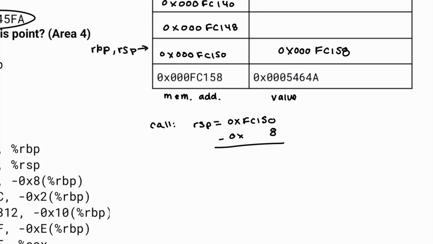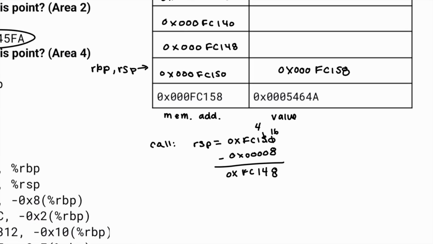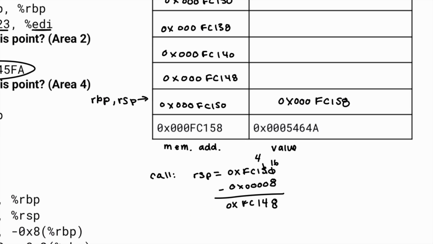0x8. 0 minus 8, we can't do that, so we have to borrow from 5, which becomes 4. This becomes 16, because we're in the hexadecimal system. 16 minus 8 is 8 in hexadecimal. Then 4 goes down 1 CF. So this is our new value of RSP. If we look at the stack, again, 8 bytes less than its current address, so RSP is going to go up by 1, and RBP will stay the same.